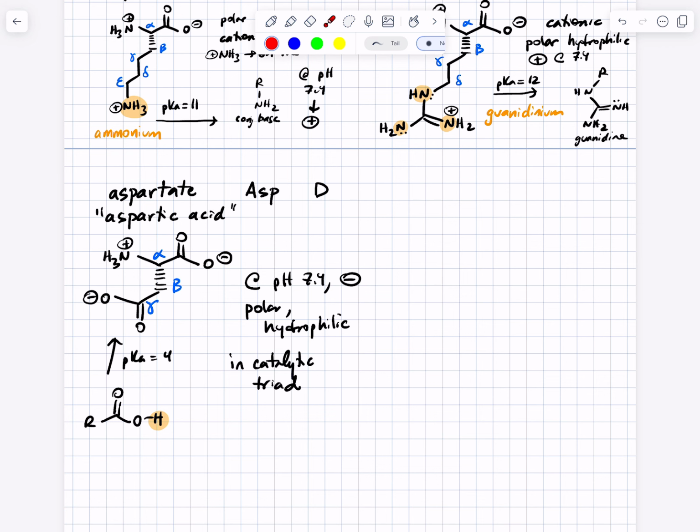The next one is almost exactly like aspartic acid. It's called glutamate. Sometimes people call it glutamic acid. I call it glutamate because at physiological pH, it's almost always in its negatively charged form. Its 3-letter code is GLU. Its 1-letter code is E, which again doesn't make a whole lot of sense. There is an E in glutamate, but there's also one in aspartate. So what are you going to do?